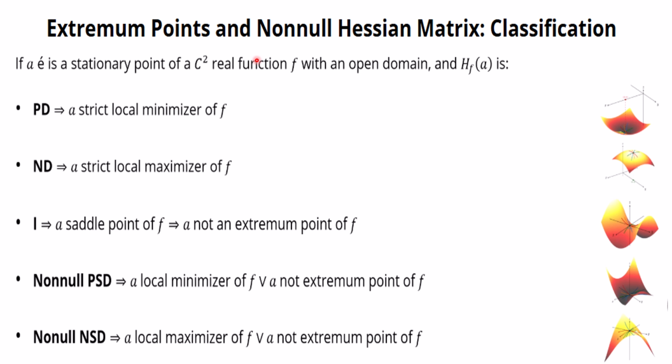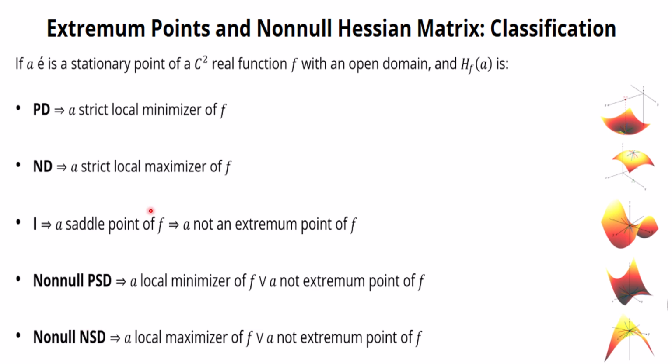Either use the determinant of the Hessian matrix to classify, or use the definiteness, to classify the Hessian matrix from the point of view of whether it is positive definite, negative definite, indefinite, positive semi-definite, or negative semi-definite.